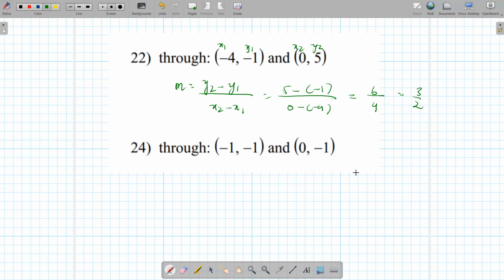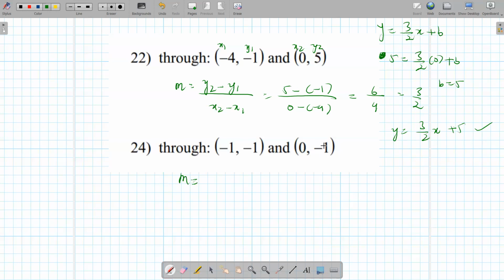You just plug 2 points in for the equation. Yeah. So y equals 3/2x plus b. And we can plug in any of the 2 points. It shouldn't really matter. Let's plug 0, 5. So 5 equals 3/2 times 0 plus b. And this gives us b as 5. Therefore, the equation is y equals 3/2x plus 5. Okay. What about 24?